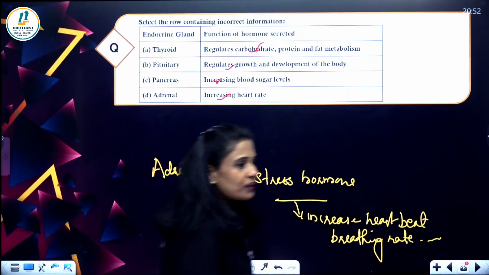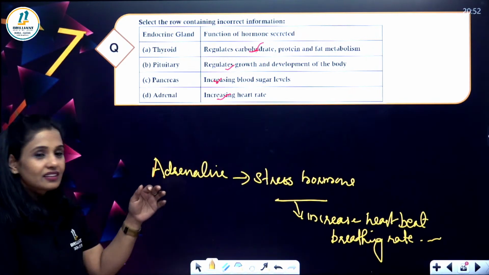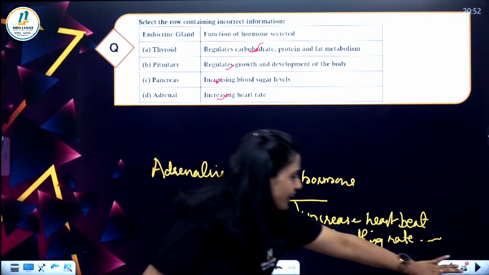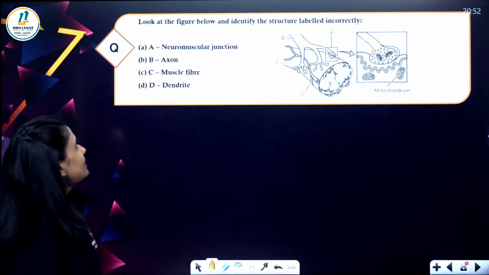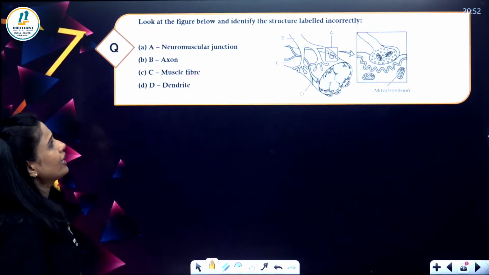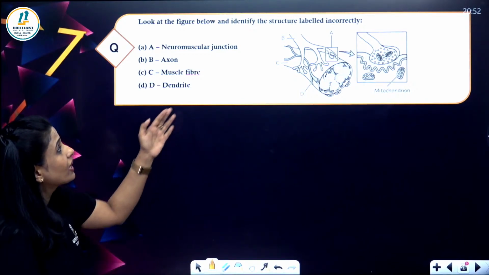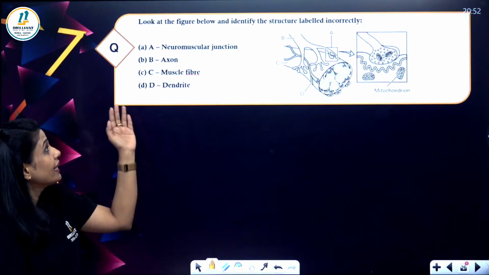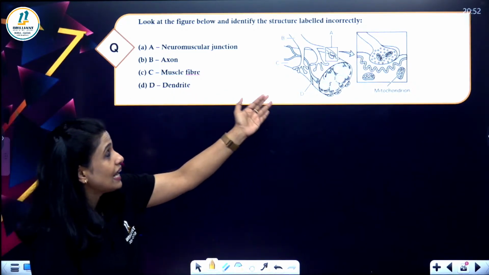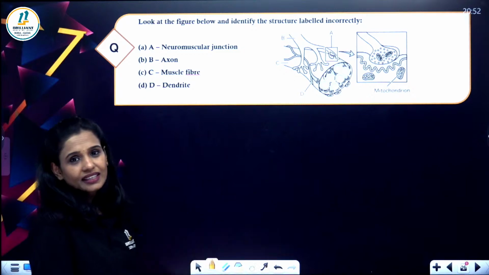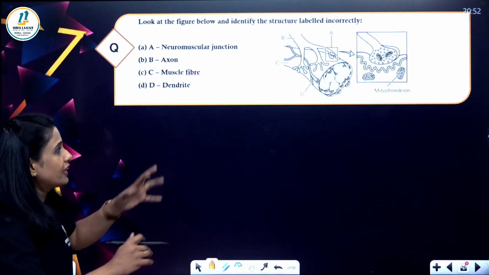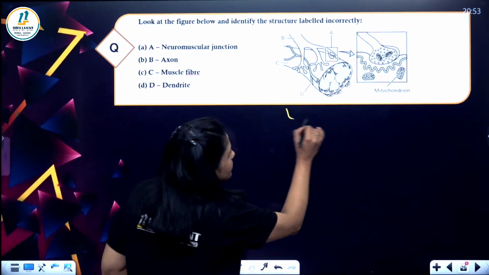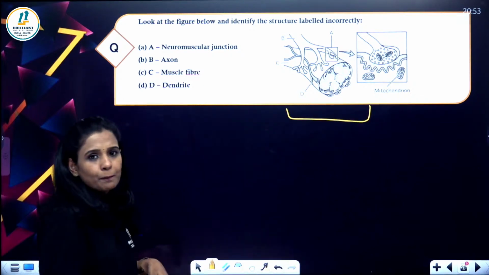Let's do the next one. Are you ready? Okay. Look at the figure below and identify the structure labeled incorrectly. So let's see this figure. Which figure is this?